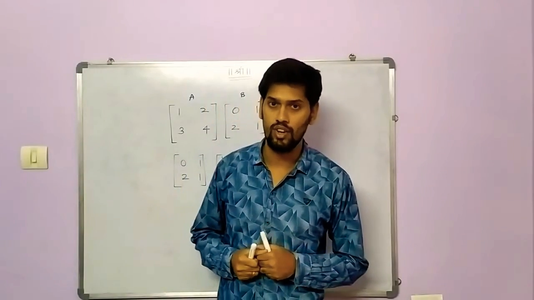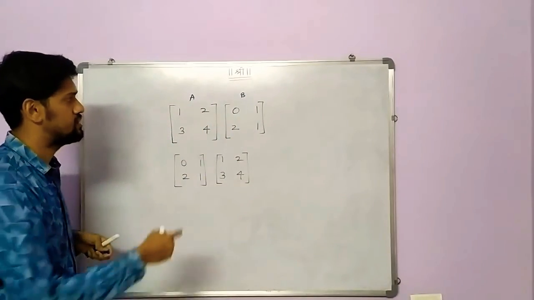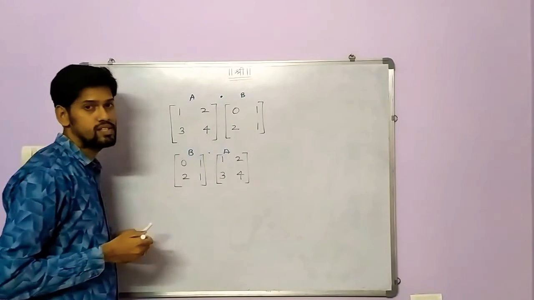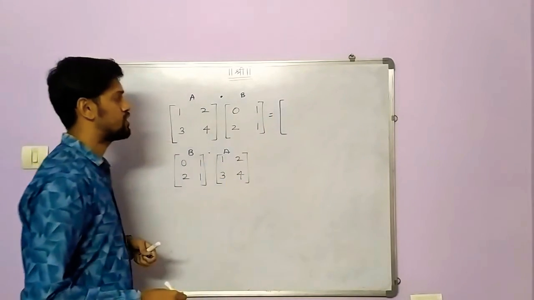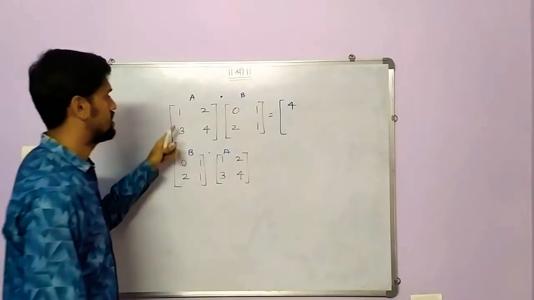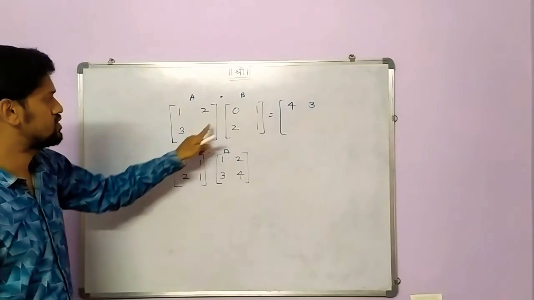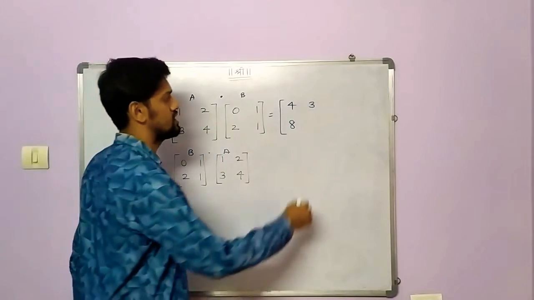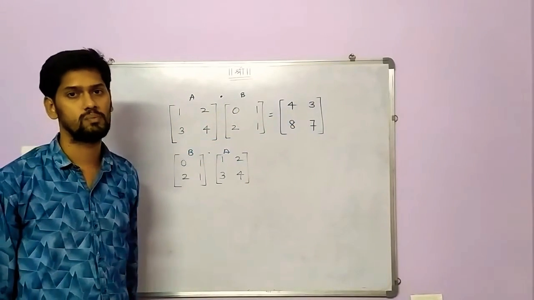Now I have taken two matrices of order 2 by 2. One is matrix A, that is this, and matrix B is this. First I will multiply A into B, and after that I will multiply B into A. We will see what exactly the results are. So for multiplication, this will be 4. 1 into 1, 2 into 1, this will be 3. 3 into 0, 4 into 2 will give me 8, and 3 into 1, 4 into 1, this will give me 7. A into B gives me this particular matrix.